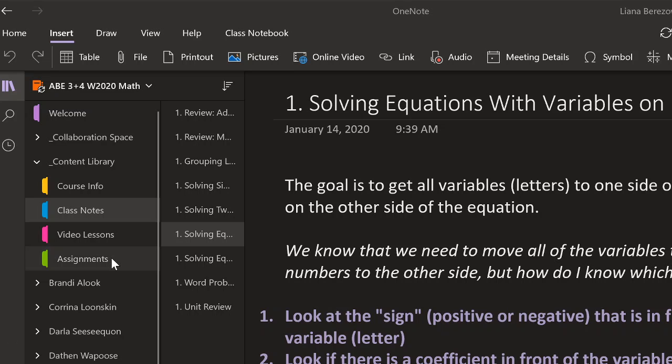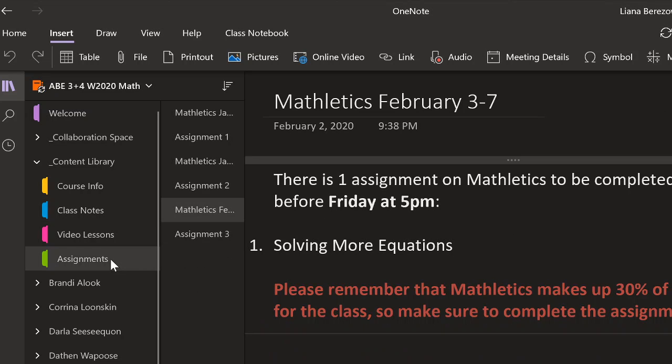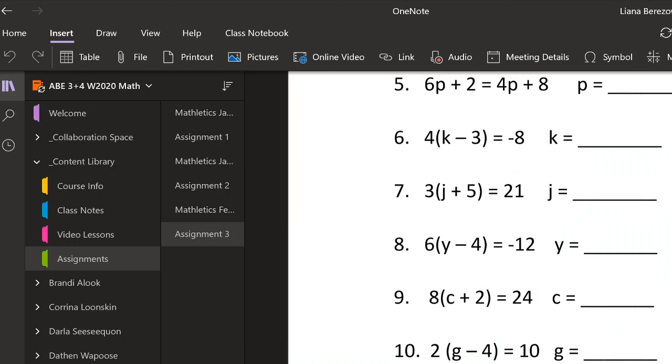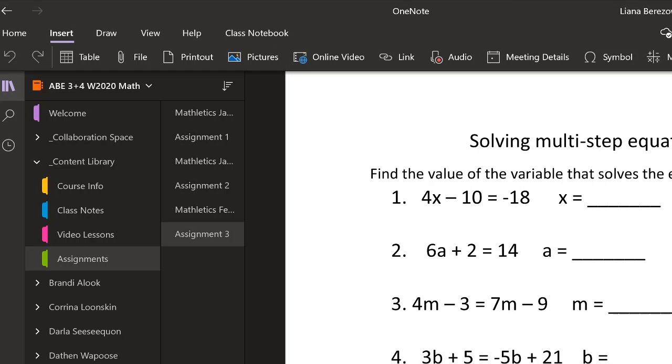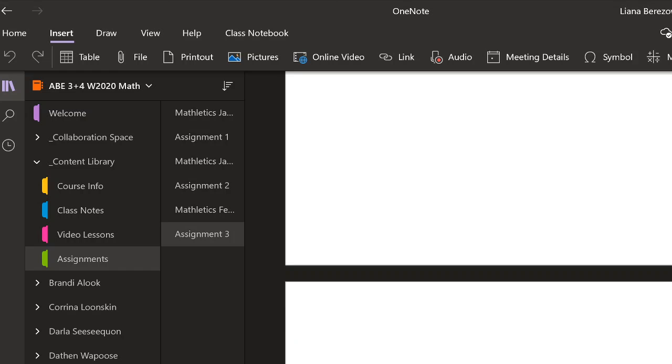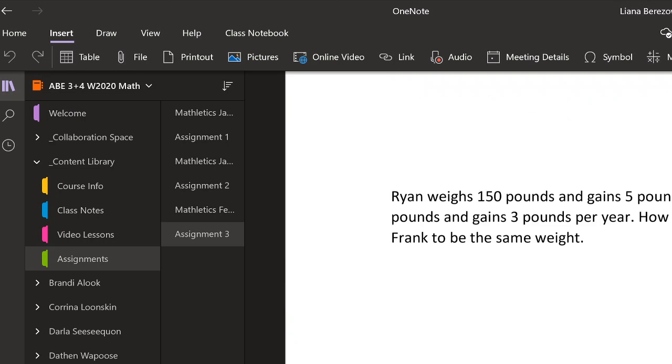First thing I want to do is remind you about assignments. You do have a couple of assignments this week, nothing too crazy. There's one Mathletics assignment about solving equations, and then there's also one written assignment. It's just 2 pages long. The first page is solving different types of equations. It starts with some easier examples, moves into some longer ones. And then the second page is all word problems.